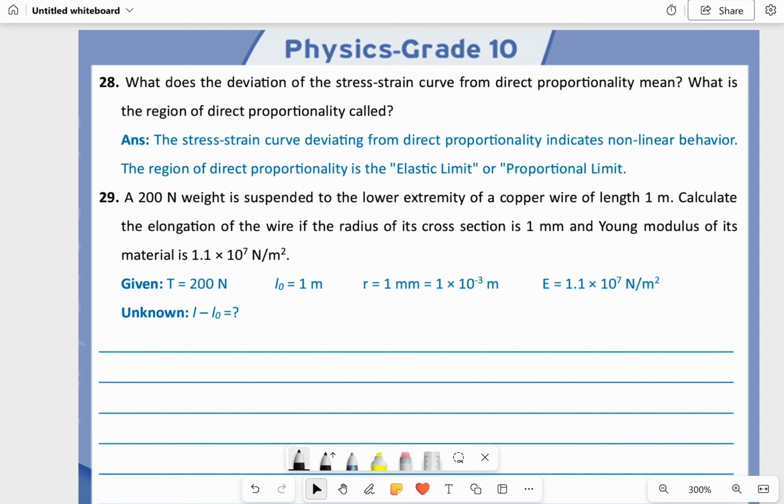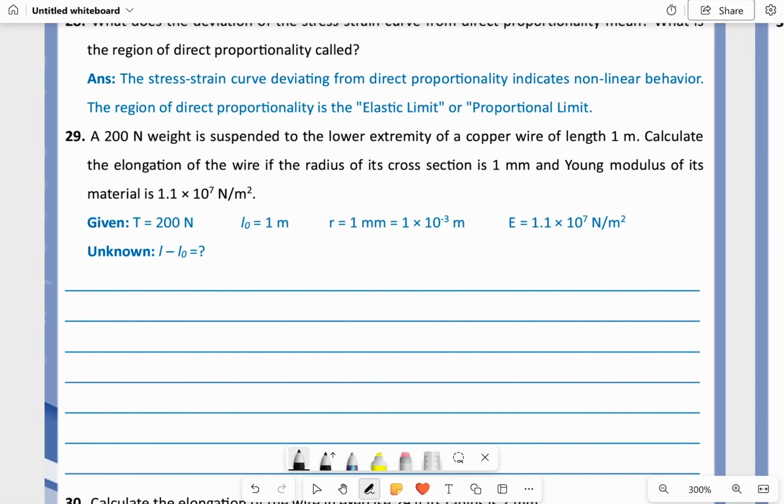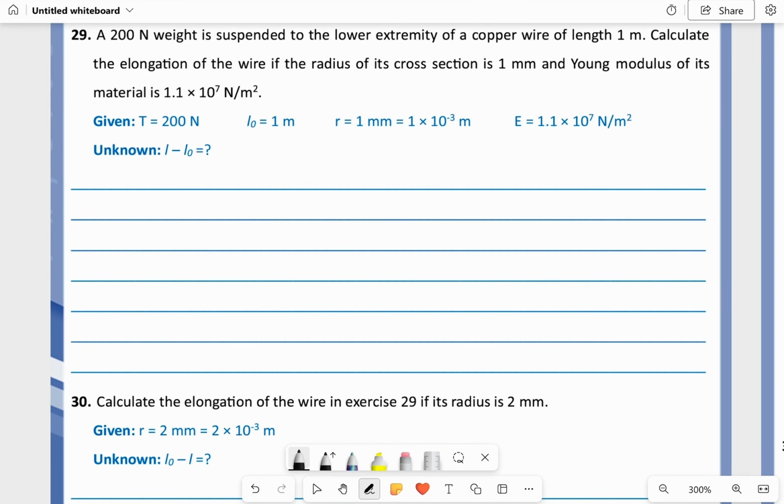What does the deviation of the stress-strain curve from direct proportionality mean? What is the region of direct proportionality called? The stress-strain curve deviating from direct proportionality indicates nonlinear behavior. The region of direct proportionality is the elastic limit or proportional limit. Elastic limit, guys, is basically a limit of a spring. If this limit is exceeded, then the spring is going to face permanent deformation.